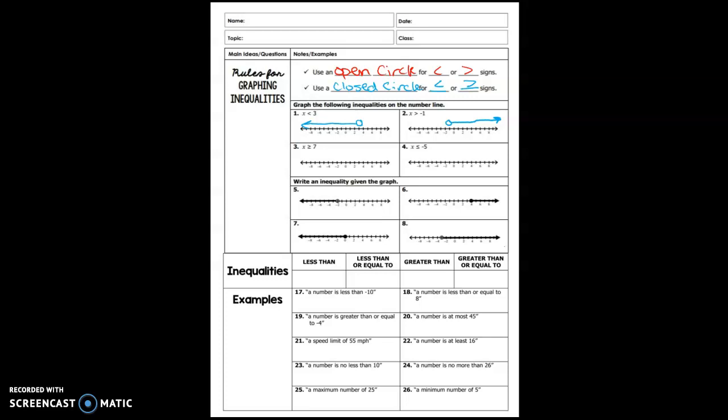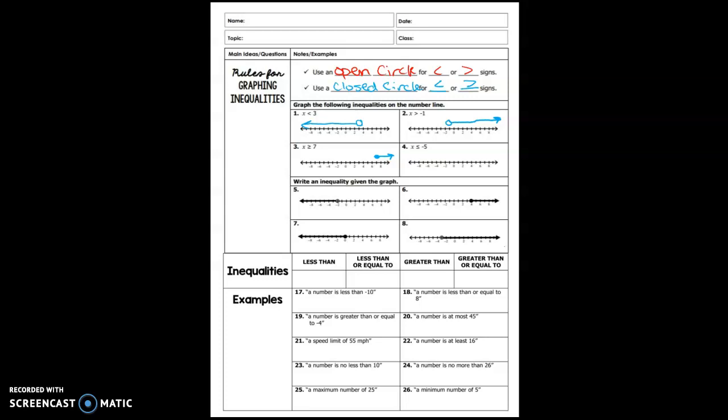On number 3, if we have x is greater than or equal to 7, we're going to go to 7, and hopefully you're thinking, this is greater than or equal to, so we do want to include 7 as a possible value. We want 7 as a possible value, and we want everything greater. Now go ahead and pause the video and try number 4 on your own.